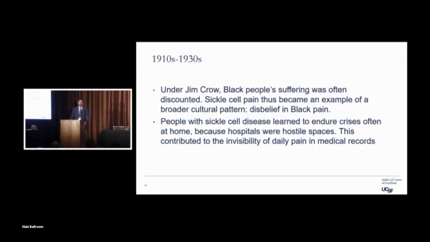Sickle cell pain thus became an example of a broader cultural pattern, disbelief in Black pain. And so people often endured crises at home. They felt hospitals were hostile spaces, and I wish that this no longer was the case, but I worry that it still is. And it contributed to the invisibility of daily pain in the medical records.